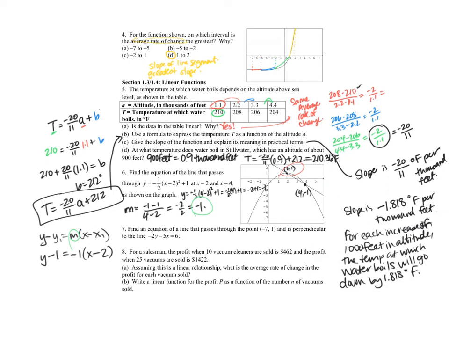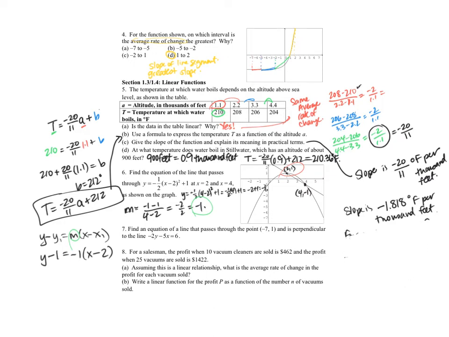On number 7, let's erase some of this stuff over here so I can write. Okay, so number 7, it says find an equation to a line that passes through the point -7, 1 and is perpendicular to that line. Okay, so the first thing we want to do is find the slope of this line. And then we will figure out what a perpendicular slope would be. And then we can write the equation of a line that has that slope.